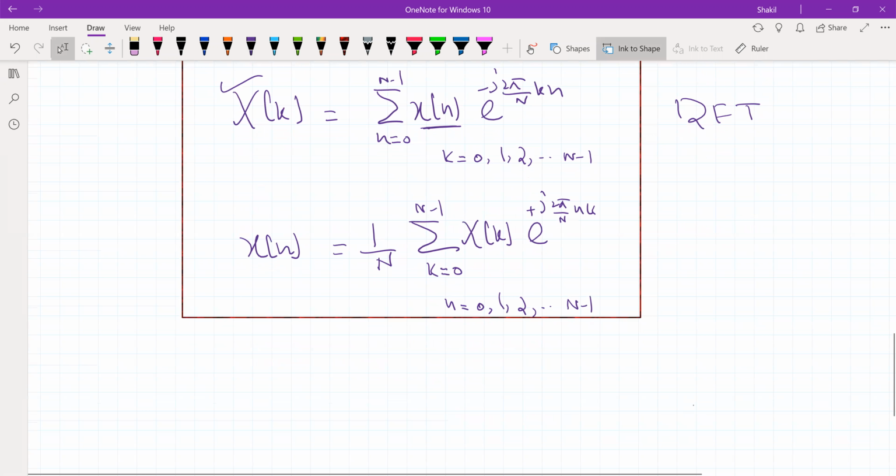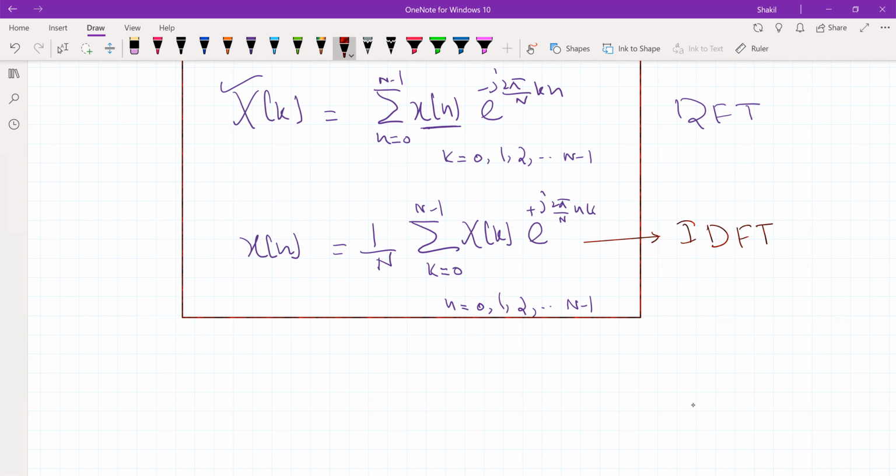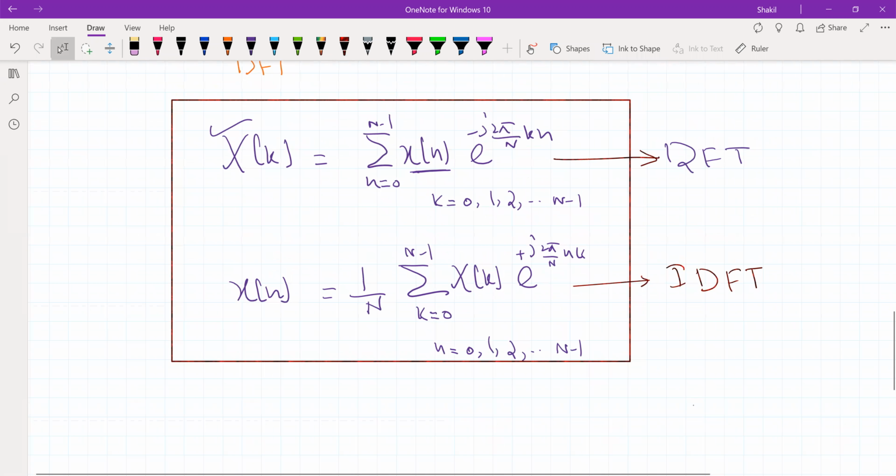This is very, very important. So this is our IDFT, the inverse discrete Fourier transform. This is the discrete Fourier transform, and this is the inverse discrete Fourier transform. This is very, very important, and this is actually what the computer uses.